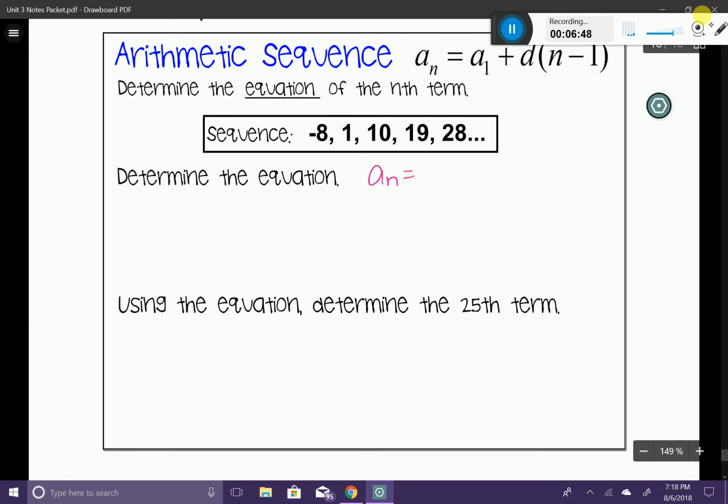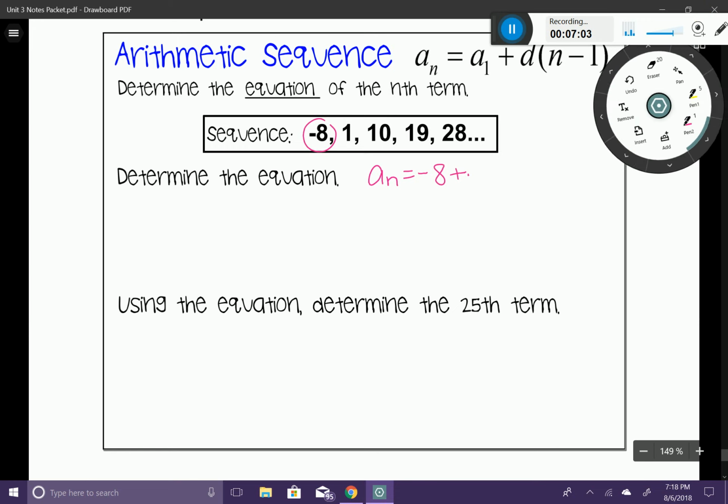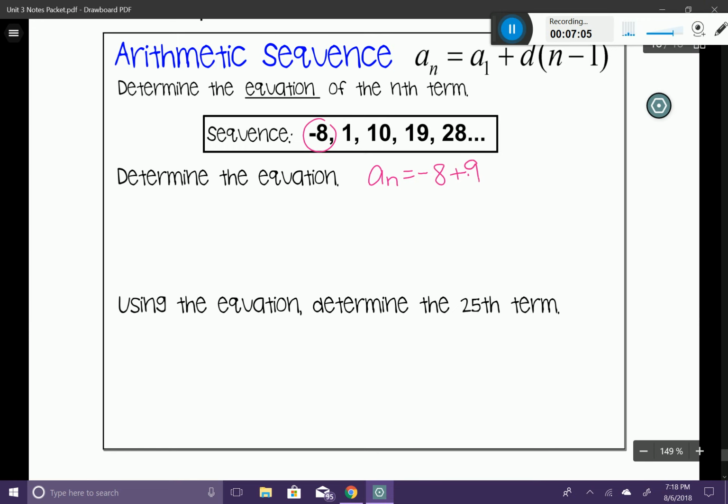So you can see here that my first term in my sequence is going to be -8. So I'm going to write that down. My common difference, it looks like, is going to be 9. So I'm going to add 9. Oops. Let me write that better. Add 9 to both. There we go. And then n minus 1. Now you can see that this looks a little different than before because I have n's, which is perfectly fine.